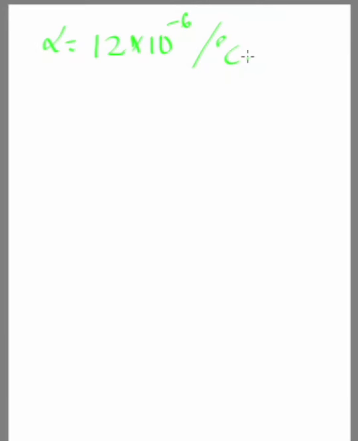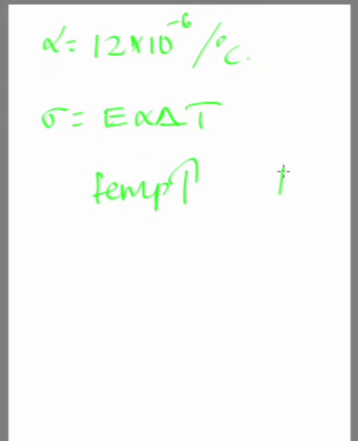And next is expansion. If the member has free expansion, even if you are giving some load, the stress developed will be 0 if the member is free to expand. Otherwise sigma equals E alpha delta T. If the temperature increases, then compressive stress is positive, and if the temperature decreases, then tensile is negative. That's all.